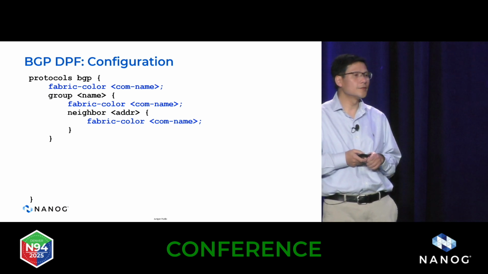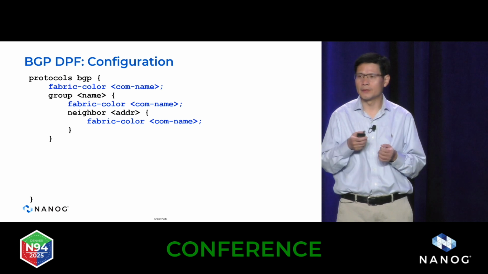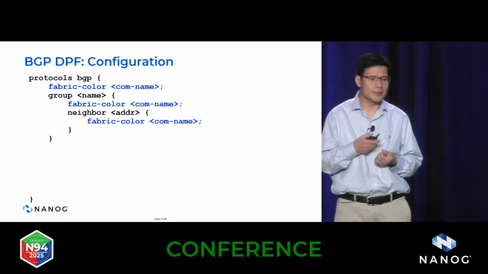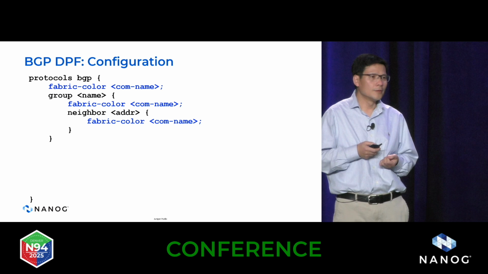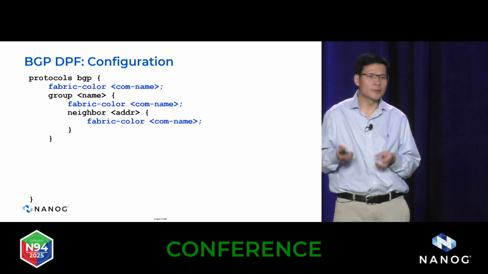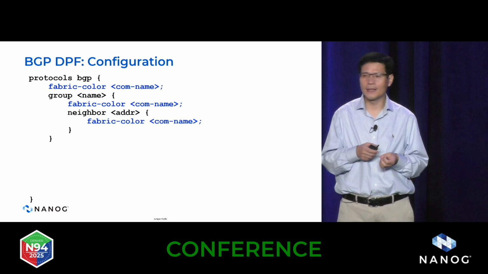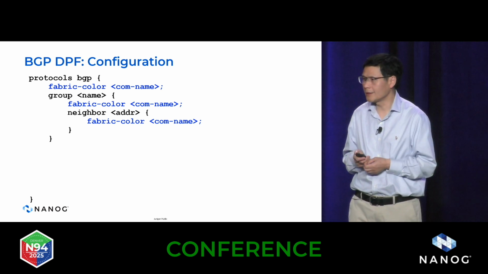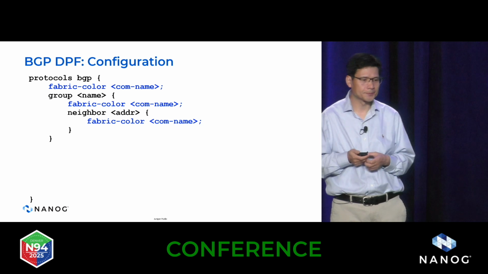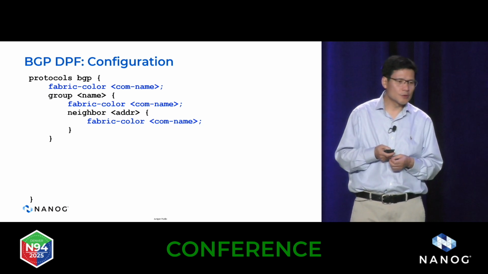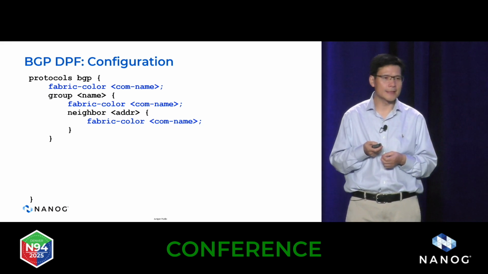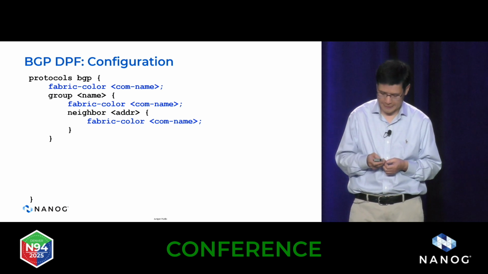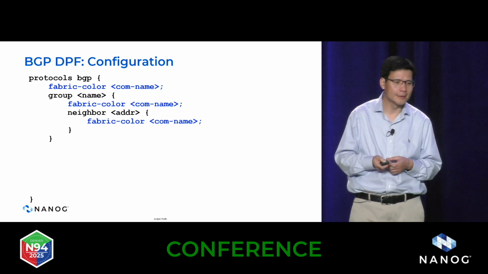On the other hand, if the node is participating in 2 different fabrics, let's say it has both blue and red, what we can do is group all of those blue sessions together and count the group with blue, and group all of the red sessions together and count the group with red. It is usually not necessary to count the sessions individually under the neighbor level, to minimize the config.